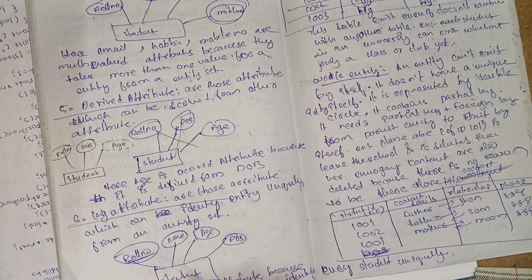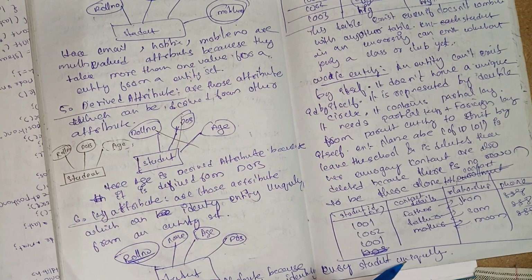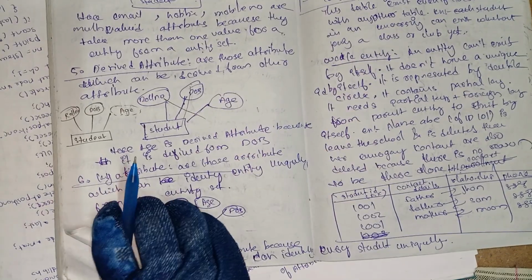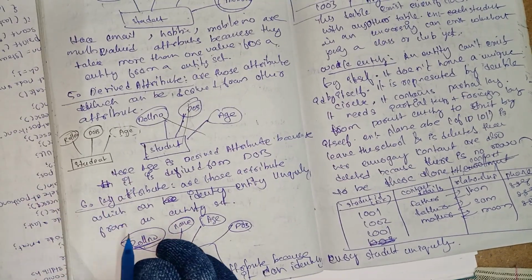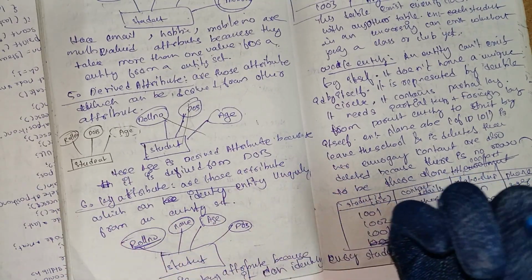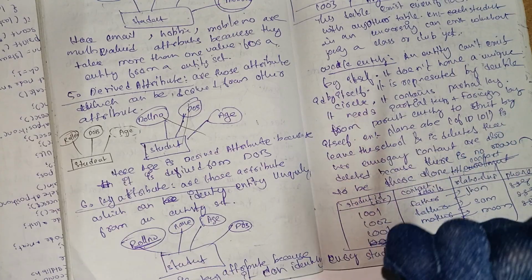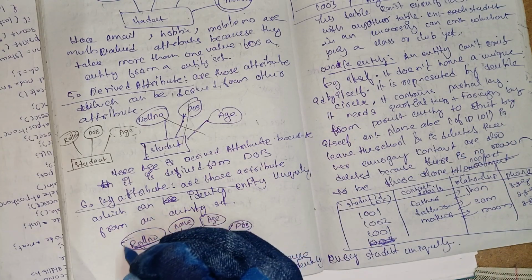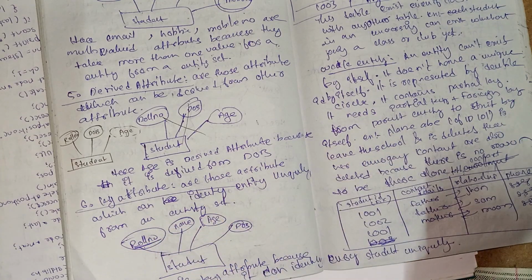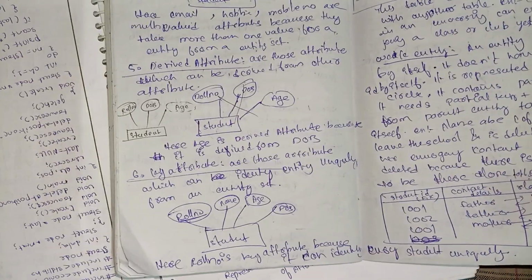And then here roll number is a key attribute because it can identify every student uniquely. In the primary key definition, we have seen that it does not contain duplicate values and null values. That's why roll number also does not contain any duplicate value or null value. It is unique for every student.